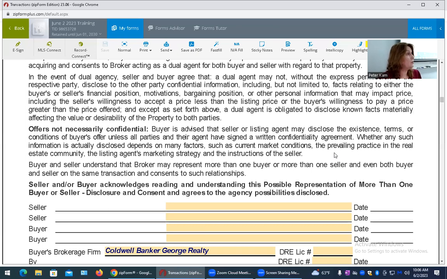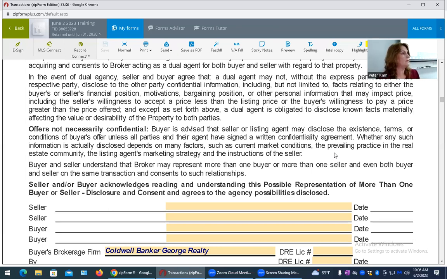However, maybe you tell them it's over ask or whatever, and then on your multiple counters, you could ask for the best and final offer, because if you could get more money for your client, that's good for your client. So just bear in mind that you cannot disclose anything that would weaken the seller's position. So what may that be?